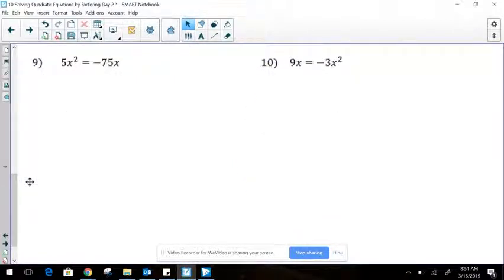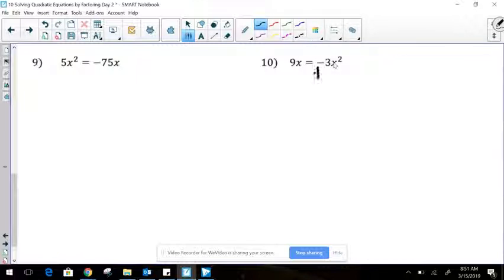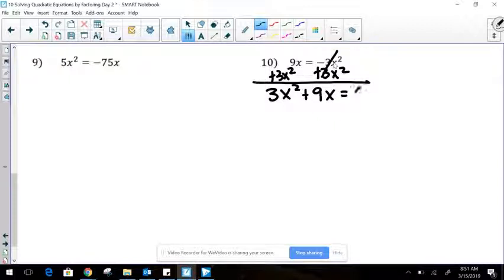Remember, the theme of today is we have to have one side equal to 0. So that's what you're doing. You're always looking, how can I move something over so they're all equal to 0? I'm going to do number 10 here. I have 9x and negative 3x squared. Personally, I would rather have a positive number in front of my x squared. So I'm going to move this to the left side. So that cancels, and I have 3x squared plus 9x is equal to 0.